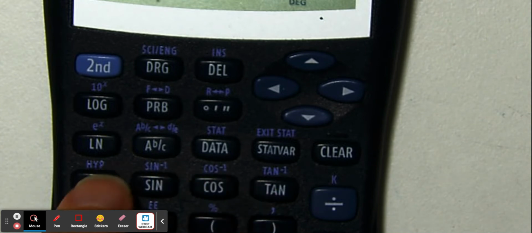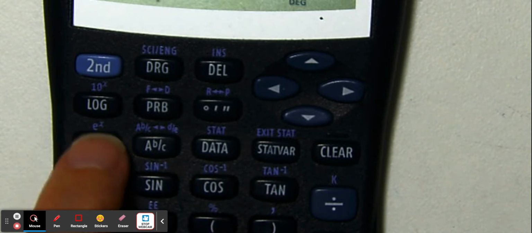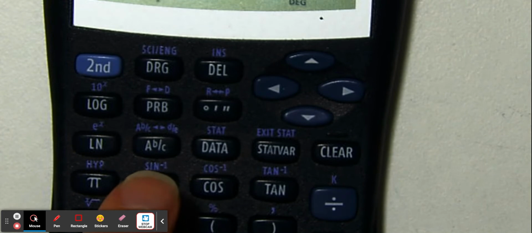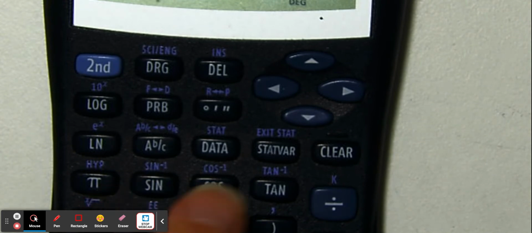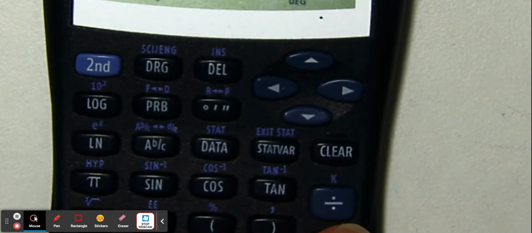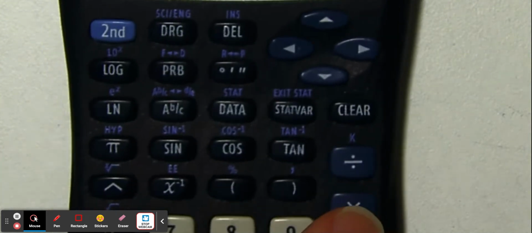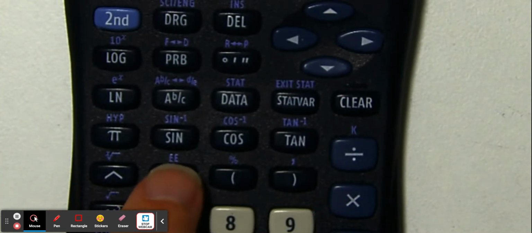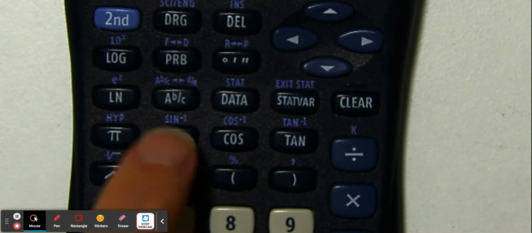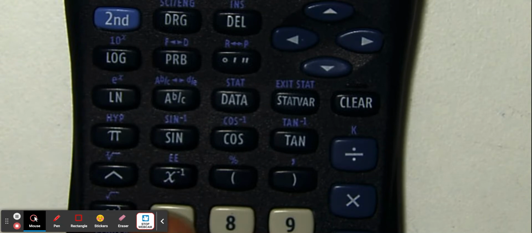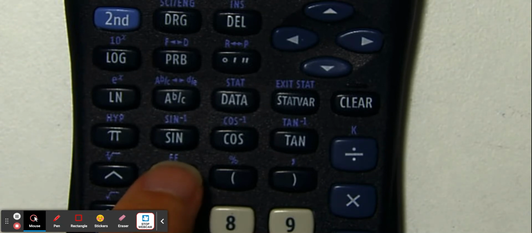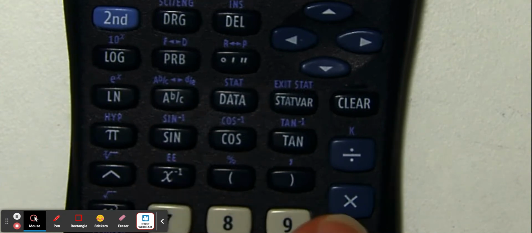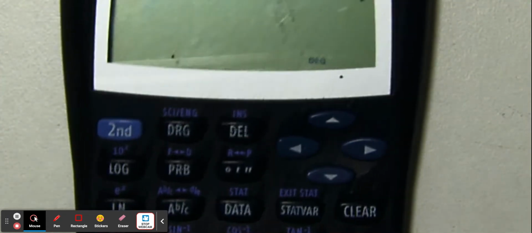So either arctangent, arcsine, or e to the x, but we're not really going to be using that very much in chemistry at all. Basically, we're going to be using EE. So whenever I want to do scientific notation, I'm going to hit the EE button. I'm going to do second function, and then hit this button right there, and that'll be EE.